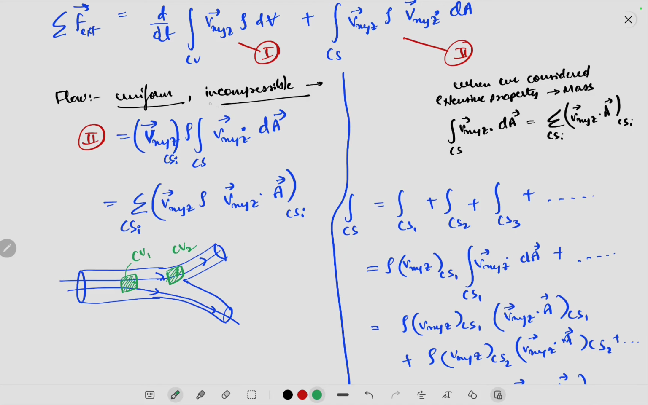But in case the fluid is incompressible, I can take rho outside of this integral because rho is constant throughout. But in case of multiple fluids, since let's say this corresponds to fluid 1, this corresponds to fluid 2, and this corresponds to fluid 3, then rho would also change depending upon the control volume that I choose, right?